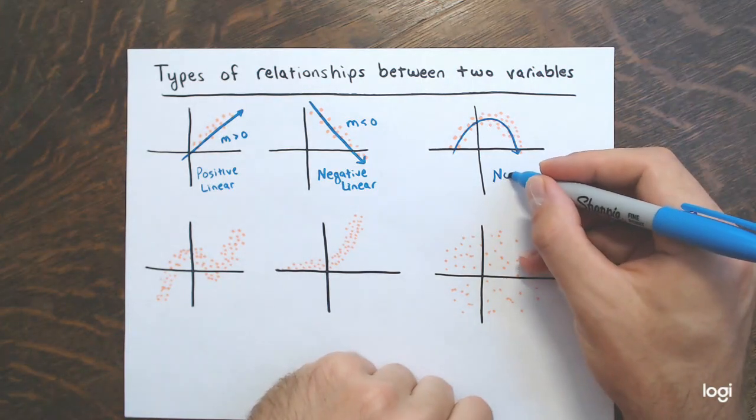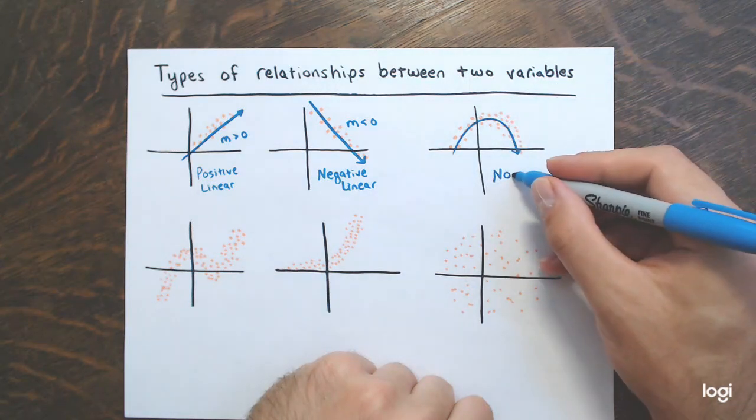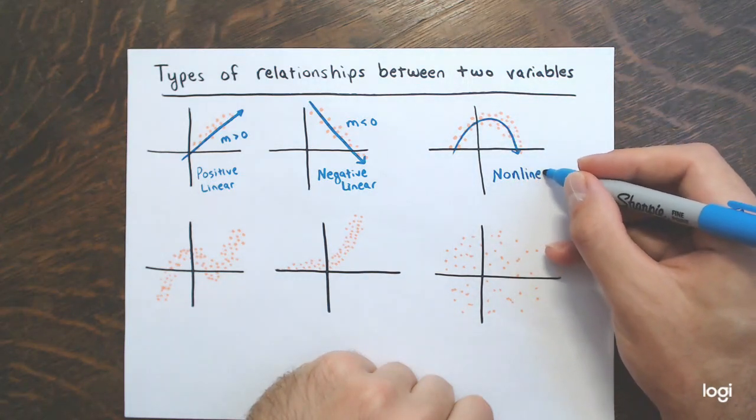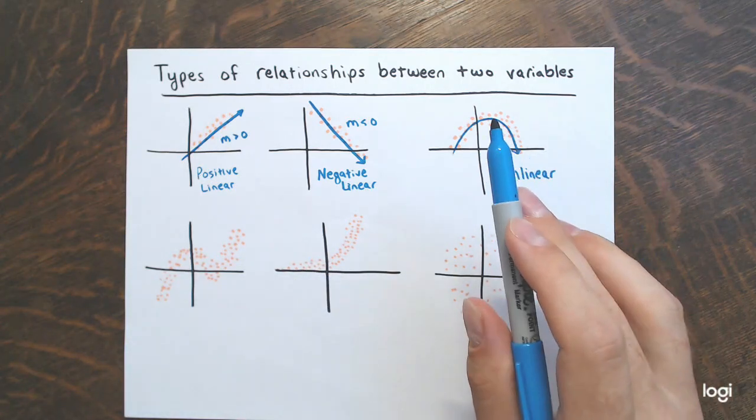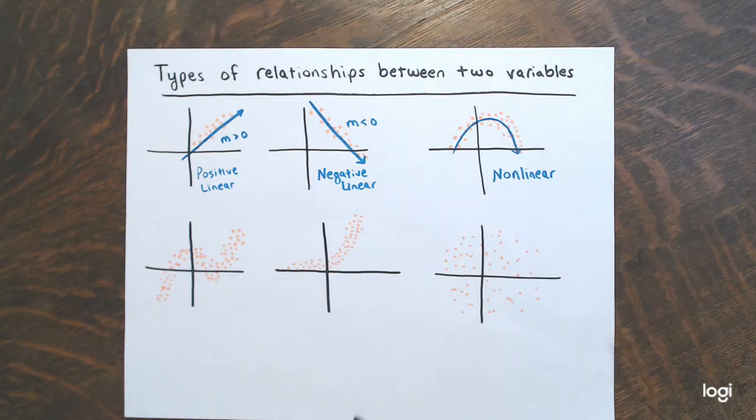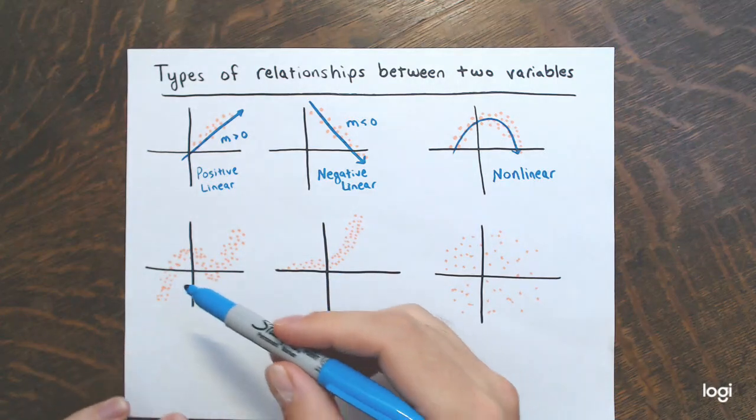And this is definitely a pattern that is not a line, right? So I would just simply say that we have a non-linear relationship between x and y for this scatter diagram. Same thing for this one here.